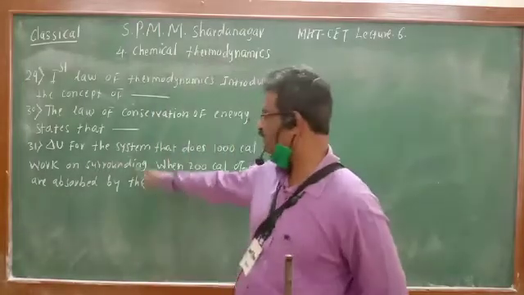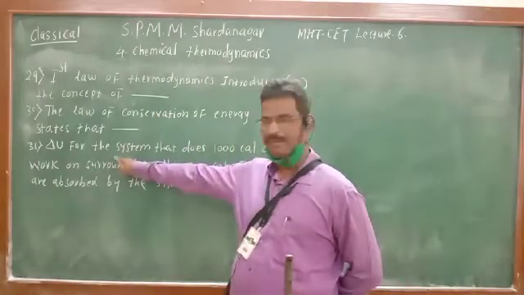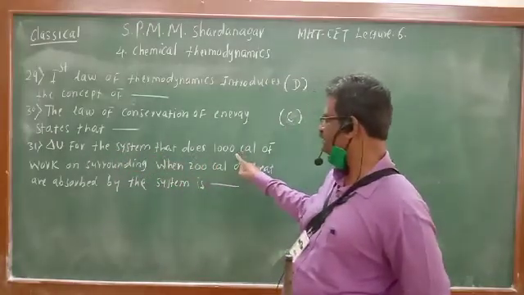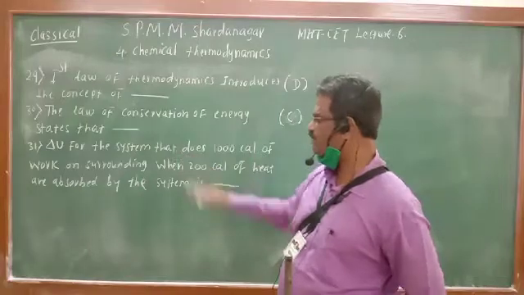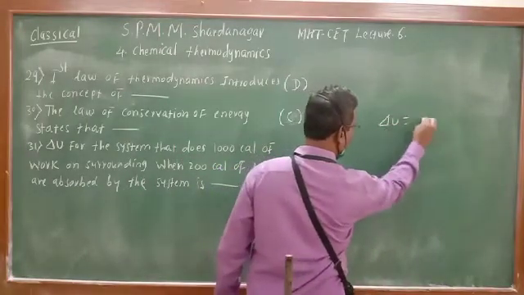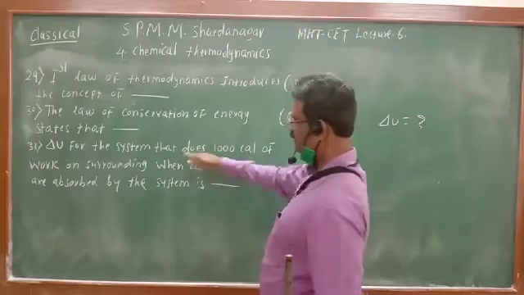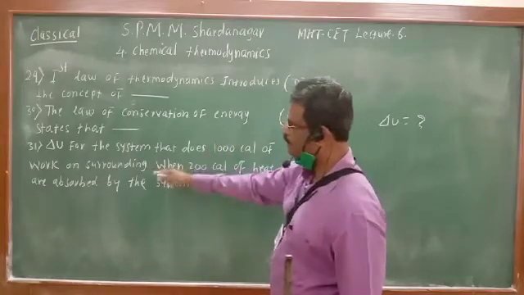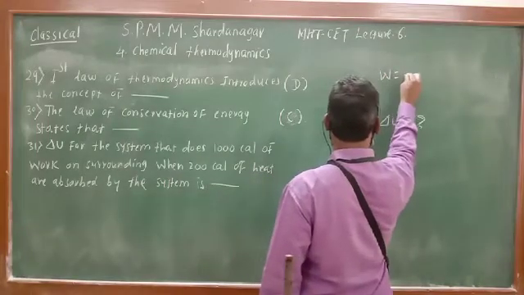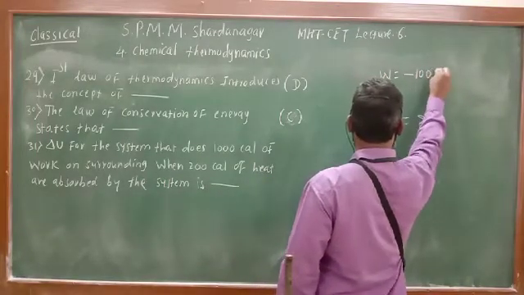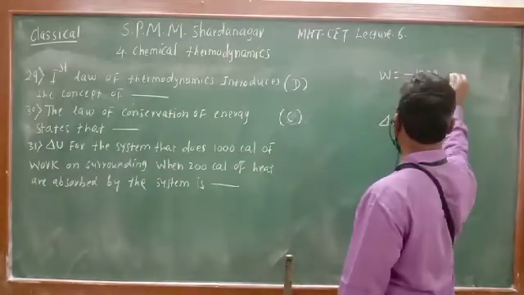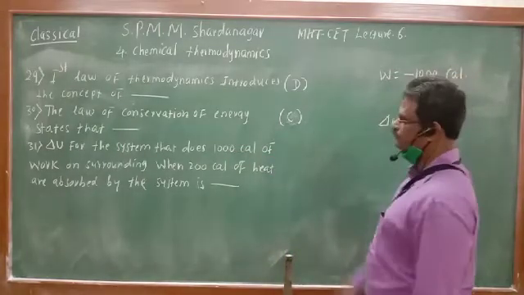And question number 30, again a problem. Delta U for the system that does 1000 calorie of work on surrounding. Means here we have to calculate delta U. The system does 1000 calorie of work on surrounding, system to surrounding, means work done is work of expansion, minus 1000. We have to take it as a minus 1000 calorie work of expansion.